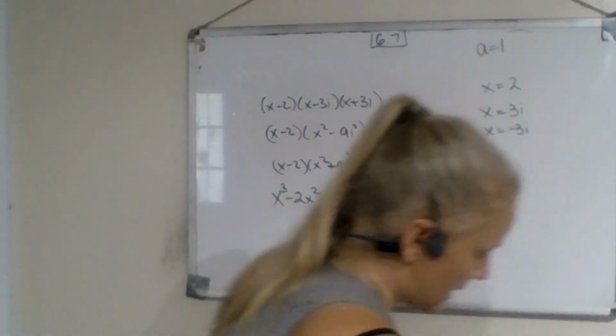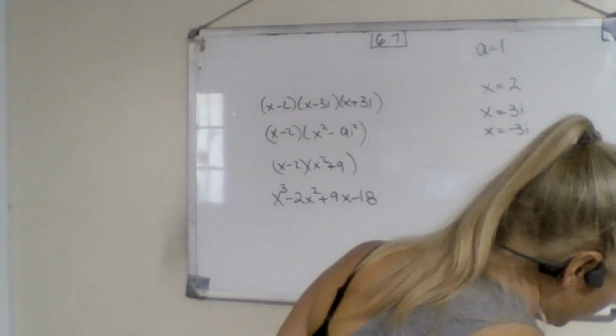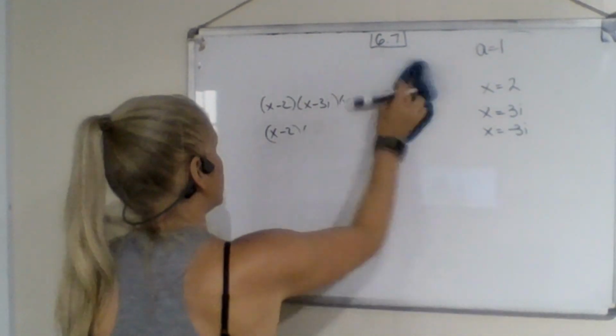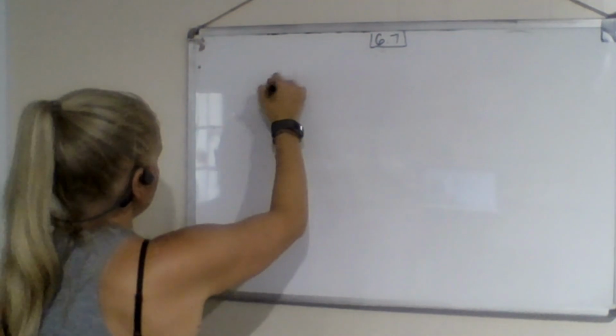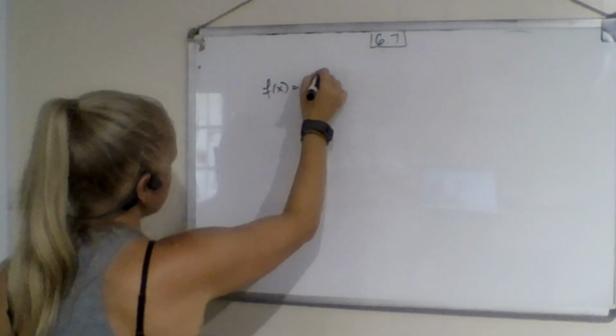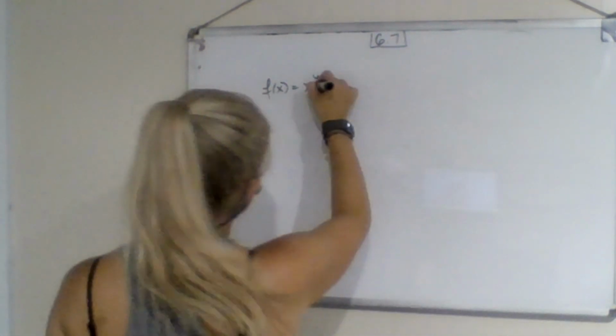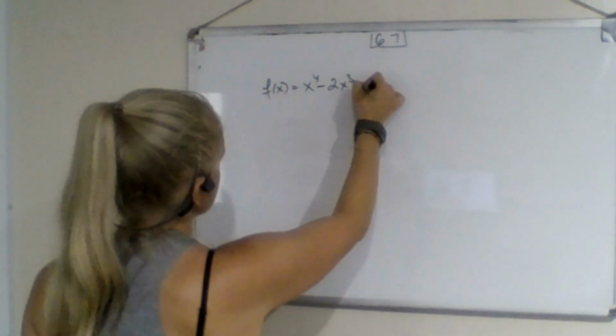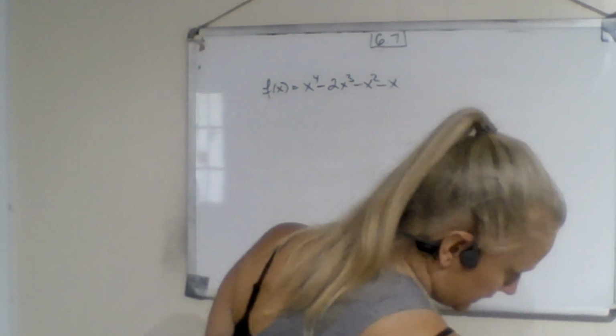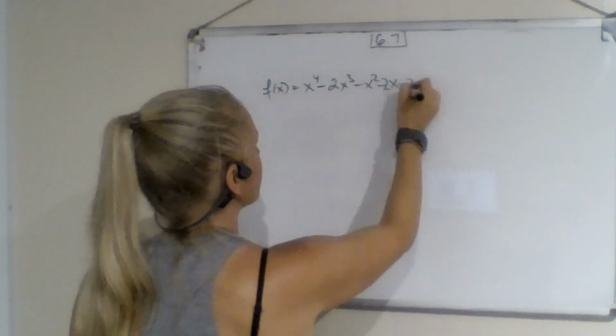Now, before we're done with this, we're going to look at some stuff that you are going to like about this lesson, and that is how to approximate zeros. f of x equals x to the fourth minus 2x to the third minus x to the second minus 2x minus 2.